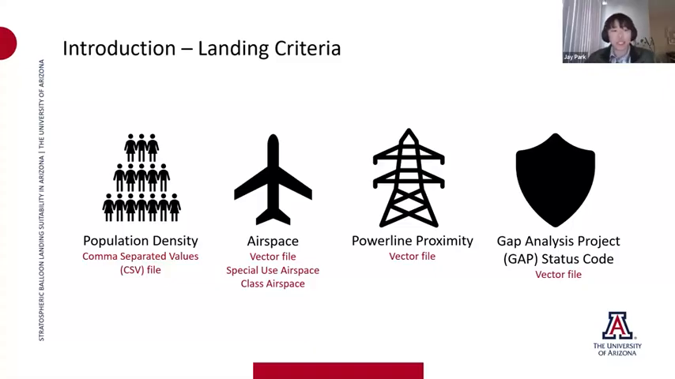The population density dataset that was used for this study was downloaded as a comma separated values, or CSV, file. The airspace dataset was downloaded as a polygon vector shapefile, and it was comprised of two datasets, one being special use airspace and the other being class airspace. The power line dataset was downloaded as a line vector shapefile. And lastly, the GAP status code dataset was downloaded as a polygon vector shapefile.